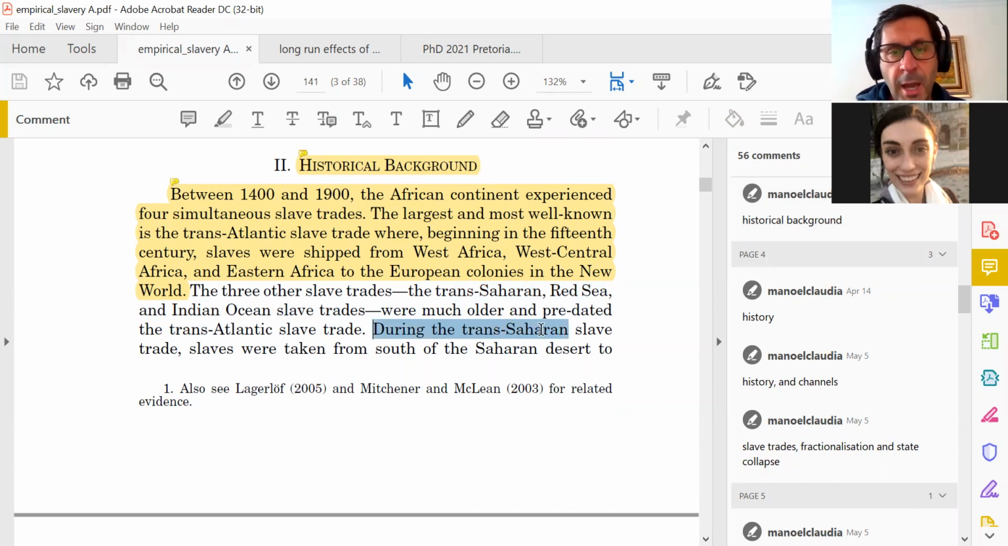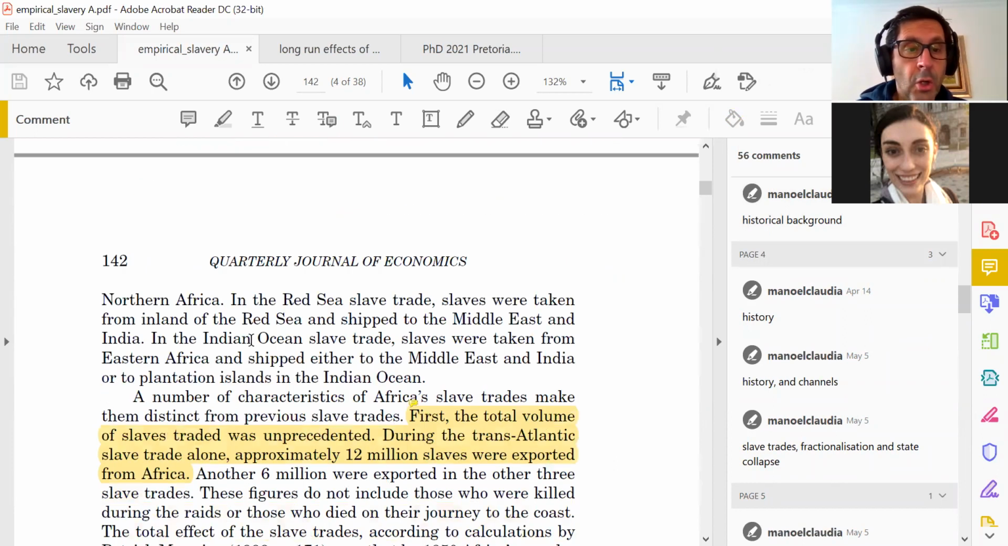During the Trans-Saharan slave trade, slaves were taken from south of the Sahara desert to Northern Africa. In the Red Sea slave trade, slaves were taken from inland of the Red Sea and shipped to the Middle East and India. And in the Indian Ocean slave trade, slaves were taken from Eastern Africa, the other side, and shipped either to the Middle East and India or to plantation islands in the Indian Ocean. So just a little bit of information there for you folks.